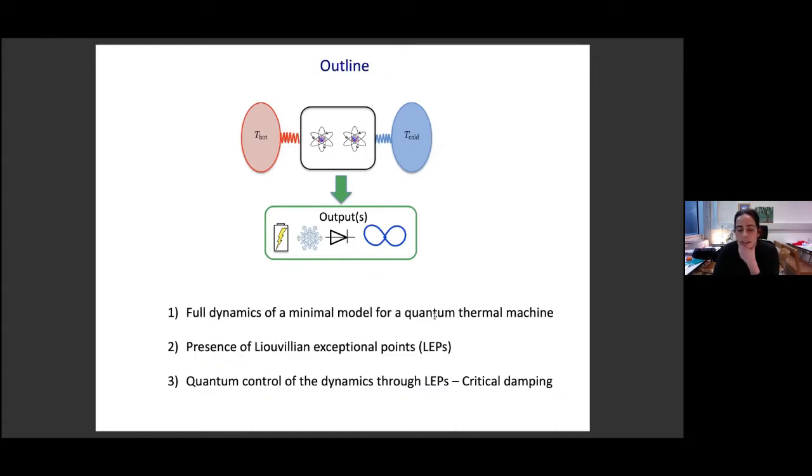So the outline is the following. I will first present the tools we use to investigate, describe and analyze the full dynamics of a simple two-qubit out-of-equilibrium system. I will show you that we can find certain types of mathematical points, which are these Liouvillian exceptional points, and of course I will define them. And I will show you that we can exploit them to control the dynamics, and we can reach critical damping.